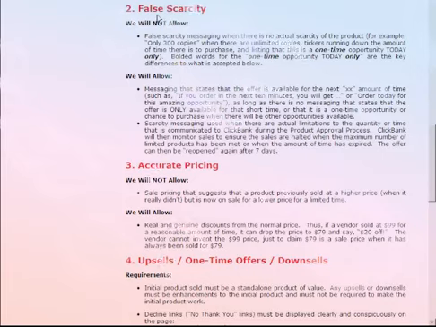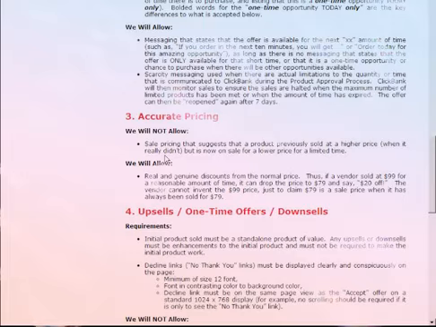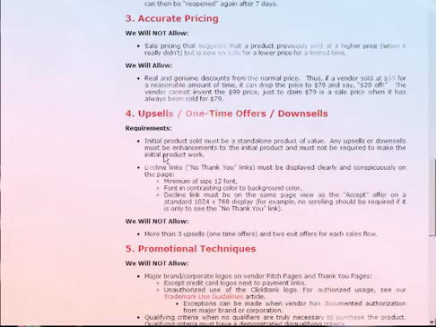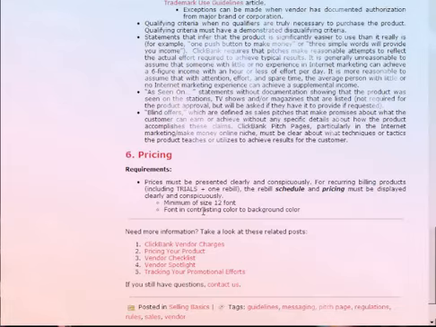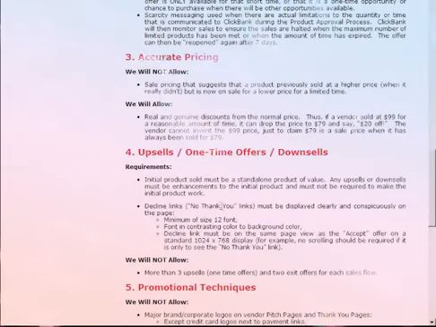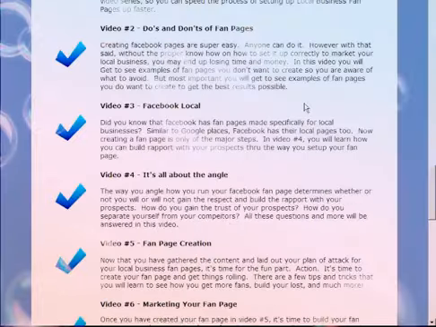Another thing they don't allow is false scarcity, which means like only 300 copies left or something like that. So make sure you read through here. Make sure you have accurate pricing, stuff that's not deceiving. But just make sure you read through here and make sure that it complies with your sales page.